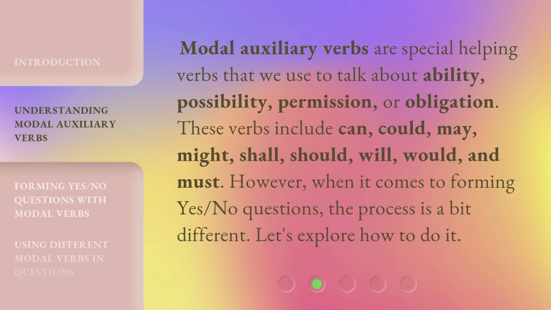Modal auxiliary verbs are special helping verbs that we use to talk about ability, possibility, permission, or obligation. These verbs include can, could, may, might, shall, should, will, would, and must. However, when it comes to forming yes/no questions, the process is a bit different. Let's explore how to do it.